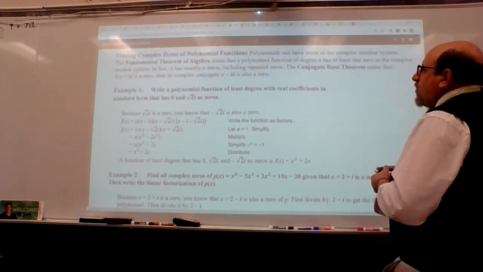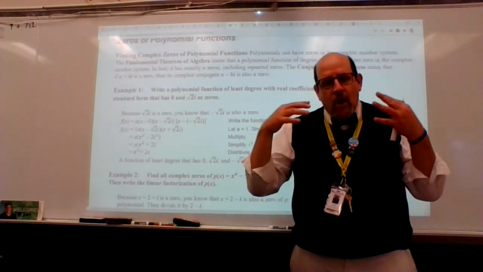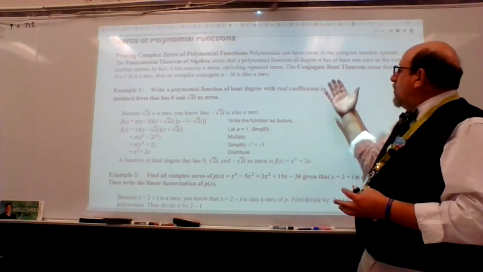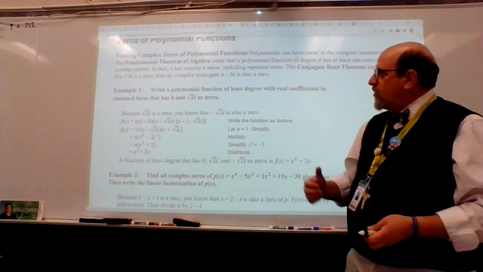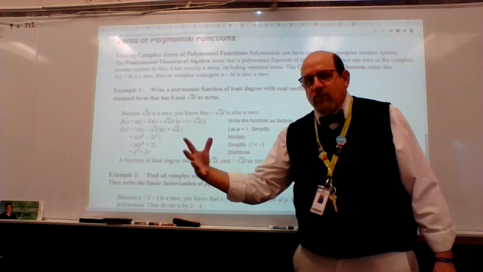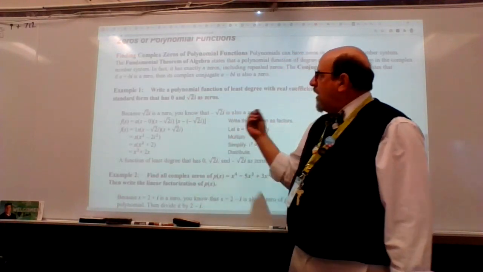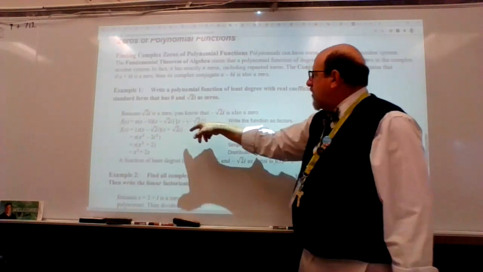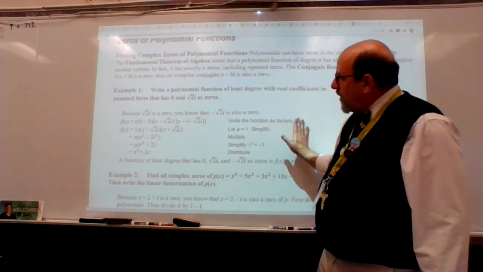The thing you need to realize is that if you have a complex zero of a polynomial function, its conjugate root is also a root of the function, okay? So if by chance square root of 2i is one of your zeros, the negative version of that is also a zero. That's what it says. If the square root of 2i is a zero, you know that negative square root 2i is also a zero. And then we did this.